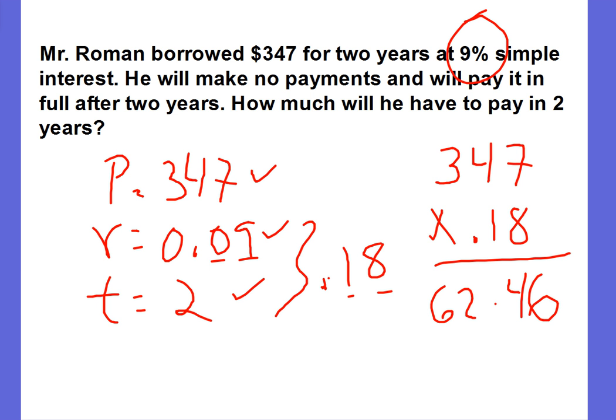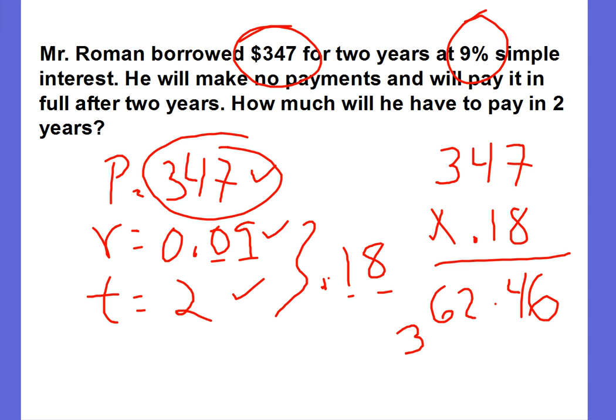I did it in my calculator, but you should be able to do that on your own. So 62.46. Now, that is just the interest. He still has to pay the money he borrowed. So we have to add the 347 plus the 62.46.